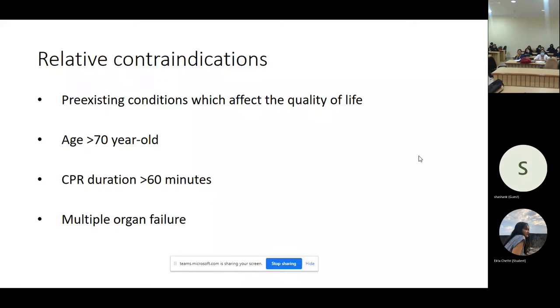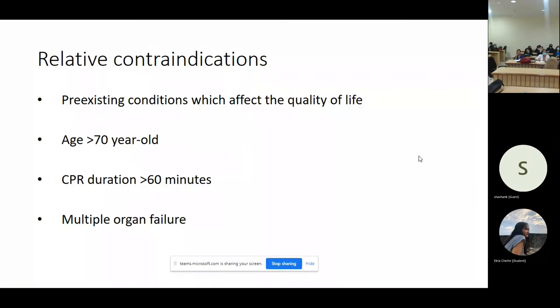Then there will be a central venous line for delivery of drugs, vasopressors and inotropes. Am I audible? Yes. So for delivery of vasopressors and inotropes and all the drugs, there will be a central venous line. Then two major cannulas, one arterial line for monitoring, and other needed catheters and tubes such as Ryle's tube and urinary catheter.